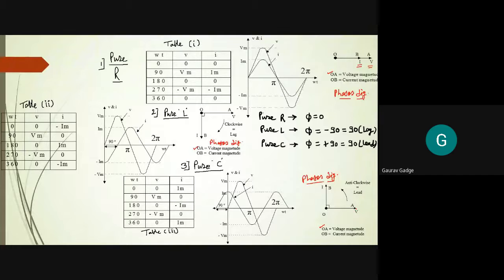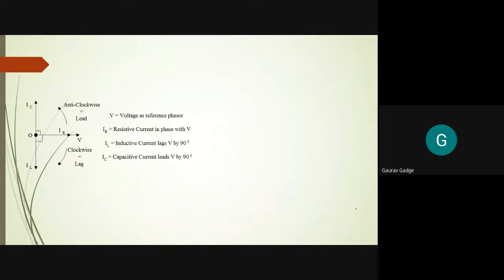So everywhere in each phasor diagram you will find OA as the voltage phasor or voltage magnitude. Now with respect to that voltage magnitude, the current magnitude is plotted: for pure resistive it is in phase, for pure inductor it lags voltage by an angle of 90 degrees, and for pure capacitor it leads voltage by an angle of 90 degrees. If I combine all three phasor diagrams, I can comment like this. If I consider voltage as the reference phasor, where the voltage lies, it is on the x-axis.